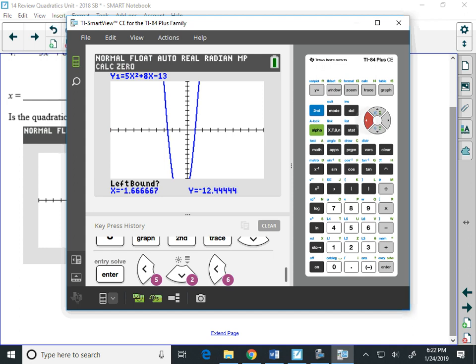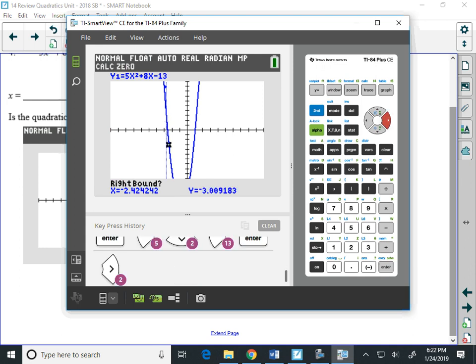I'm trying to use my left arrow. And remember, we need to make sure to go a little bit to the left. I'm going to stop there. You don't have to stop in that exact same place. Your numbers at the bottom of the screen don't have to be the same as mine. But I'm going to put my cursor there and I'm going to press enter.